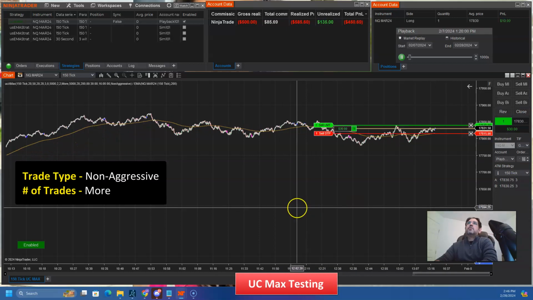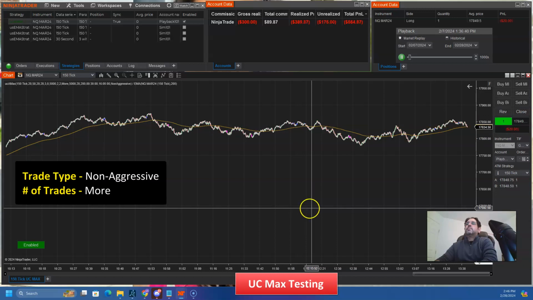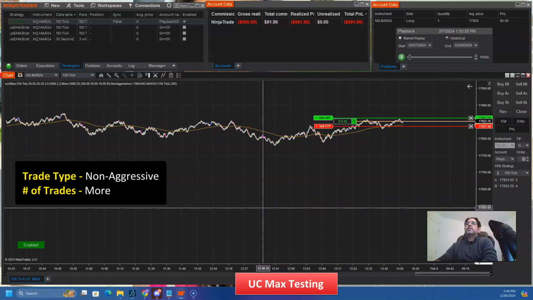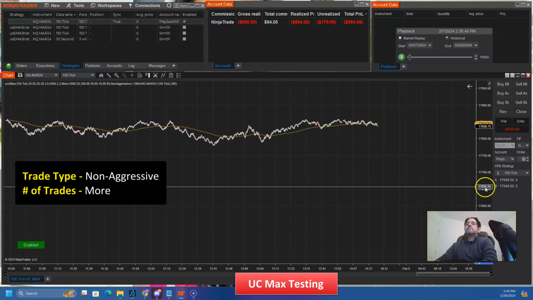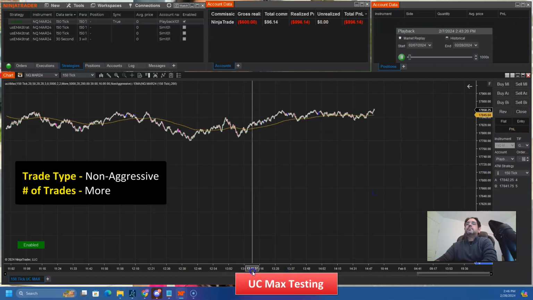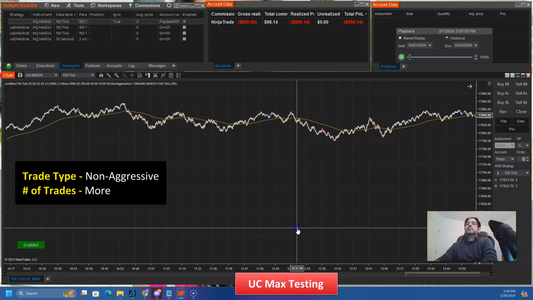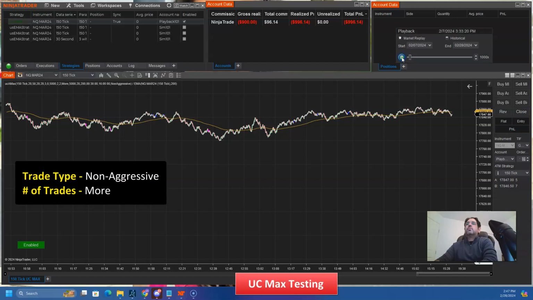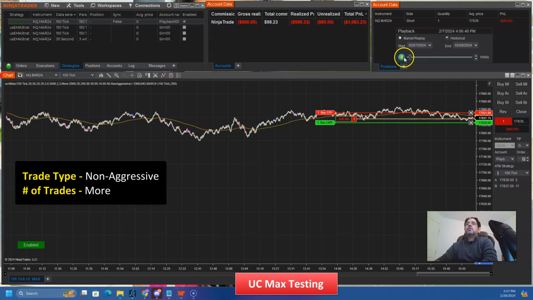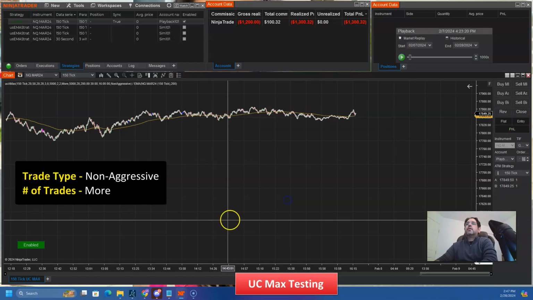Not a huge drawdown, as we saw with the previous setting, right? So that's good. It's almost 4. Stop filled. Okay.